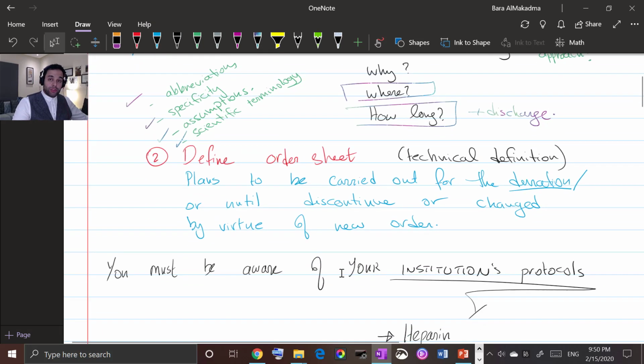You need to understand what is an order sheet. So to define an order sheet, I'm going to use a technical definition here. It is your plan that is to be carried out for the duration or until the discontinuation of that order sheet, or until it's changed by virtue of a new order sheet. What this means is, once I write an order sheet or place it in the system, this order will be carried out until its duration or until discontinued or trumped by a new order.